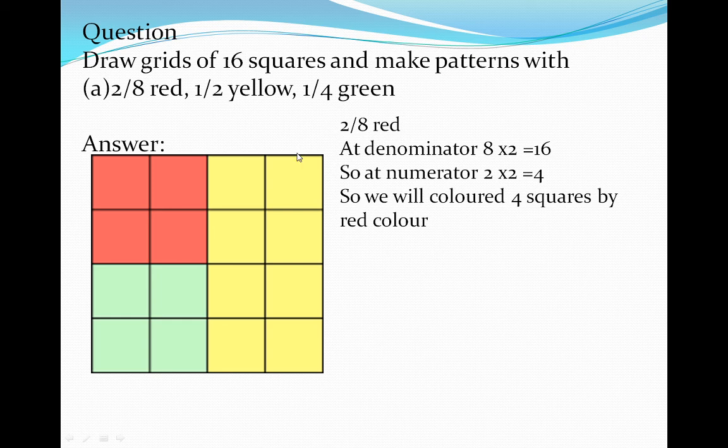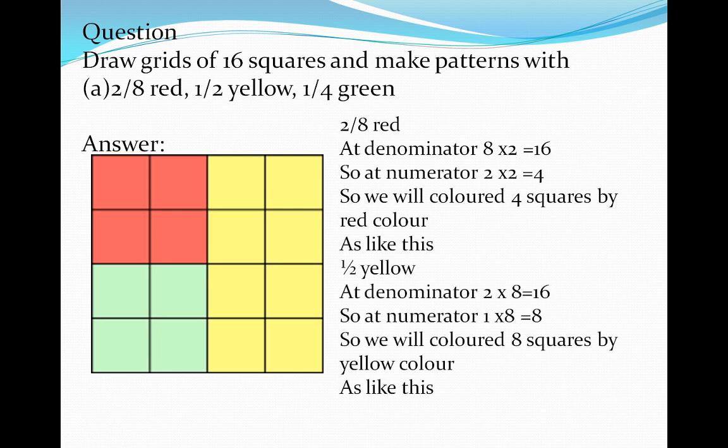Now here in this picture we can see that 1, 2, 3, 4, 5, 6, 7, 8 squares are yellow. How can we find this? Now look at here. Like this, we have to color half part of the squares in yellow. So we know that at the denominator there is a 2, and at the denominator we write the whole part. And the whole part consists of 16 squares. So at the denominator it is necessary that we write 16.